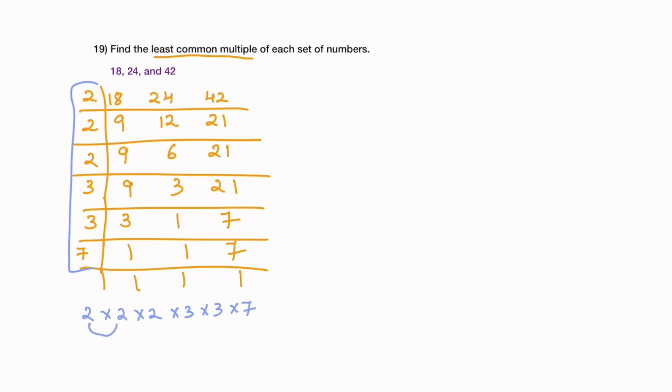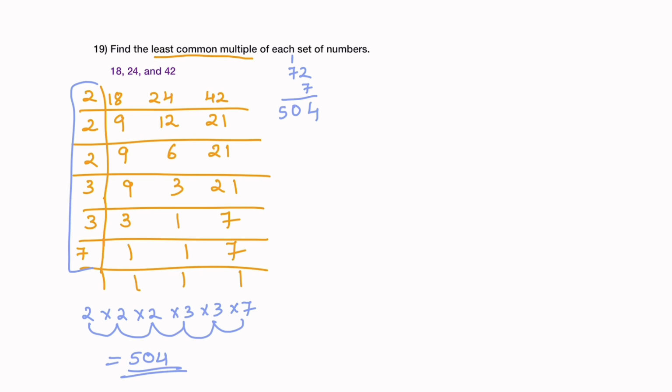So 2 times 2 is 4, 4 times 2 is 8, 8 times 3 is 24, 24 times 3 is 72. And 72 times 7. Let's do that here. 72 times 7. That's 2 times 7 is 14. 1 carry. 7 times 7 is 49 plus 1, 50. So the answer is 504. Okay. So this is one of the methods.